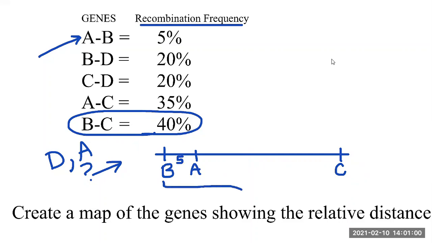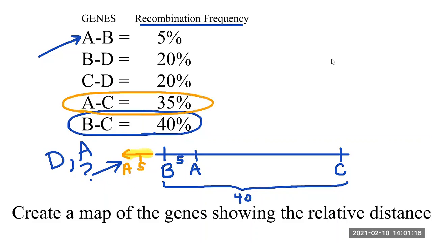Now you might say, well, how do you know it's not on the other side of B? Well, that's a really good question. How do I know A isn't actually over here and it's just 5 away from B in this direction? Well, here's the answer. I have the distance between A and C, and A and C are only 35 units apart. So A can't be over here.